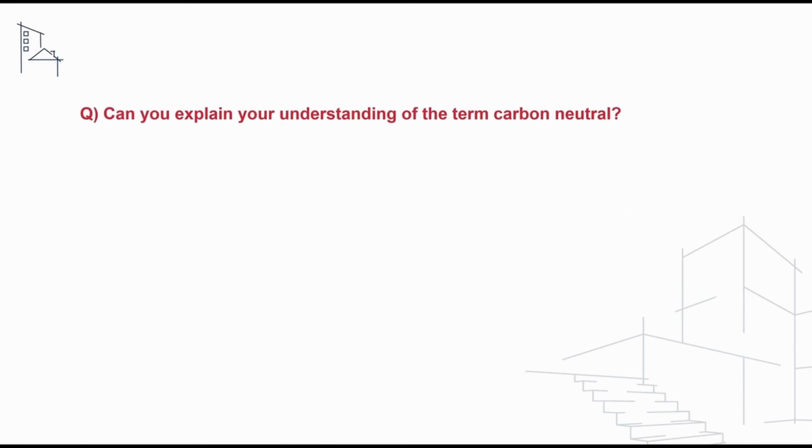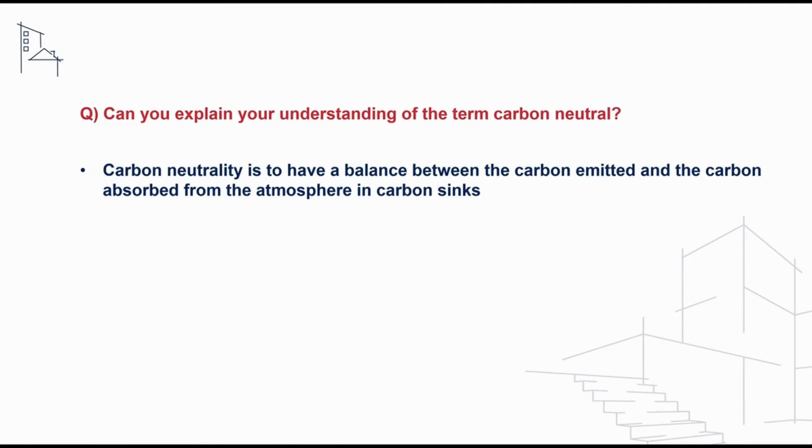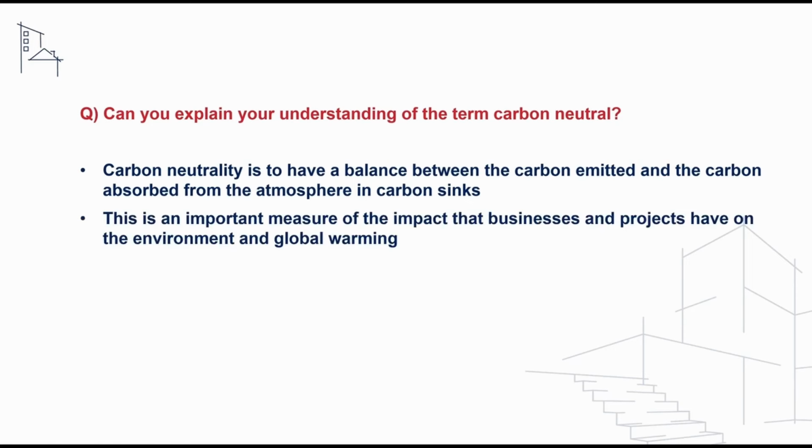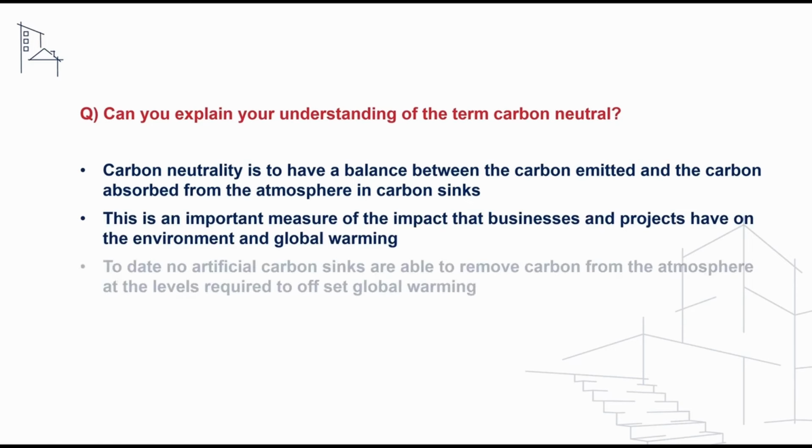The next question we'll take a look at is testing our understanding of the term carbon neutral, and to address this we can say that carbon neutrality is to have a balance between the carbon emitted and the carbon absorbed from the atmosphere in carbon sinks. This is an important measure of the impact that businesses and projects have on their environment and global warming. And to date, no artificial carbon sinks are able to remove carbon from the atmosphere at the levels required to offset global warming.